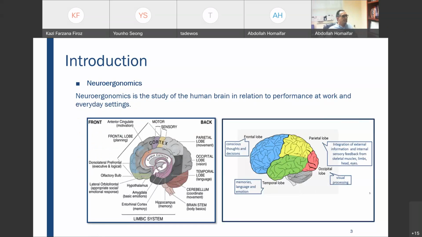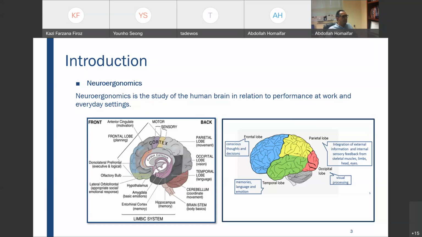So what is neuroergonomics? Neuroergonomics is the study of the human brain in relation to performance at work and everyday settings. It's the human factor. We know that ergonomics works with human engagement with work. But when it comes from the neural or brain perspective, it becomes neuroergonomics.